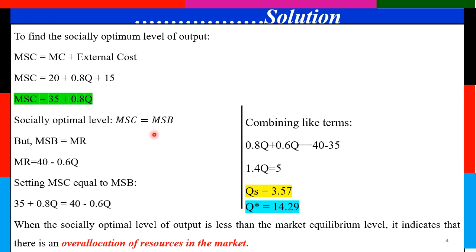But we didn't have the marginal social benefit. Marginal social benefit means it is nothing but it is equal with the marginal revenue.